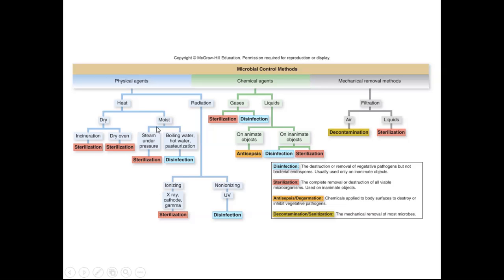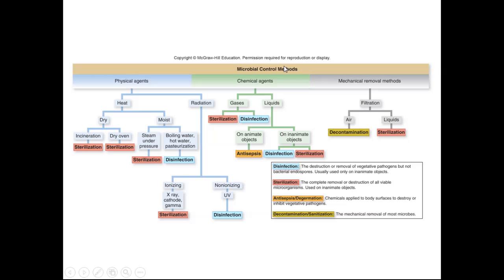You can use moist heat, so think of an autoclave or pressure cooking something, or you can use a boiling water bath. Boiling water baths are typically done at room pressures, so regular atmospheric pressures, and these boiling water baths are going to remove vegetative pathogens, but don't necessarily destroy the endospores. We can also use radiation. If we use an ionizing radiation, such as gamma rays or X-rays, we can sterilize the object so we can kill those endospores. But if we're not worried about the endospores, we can just use a non-ionizing radiation like ultraviolet light, which is what is commonly used in most situations.